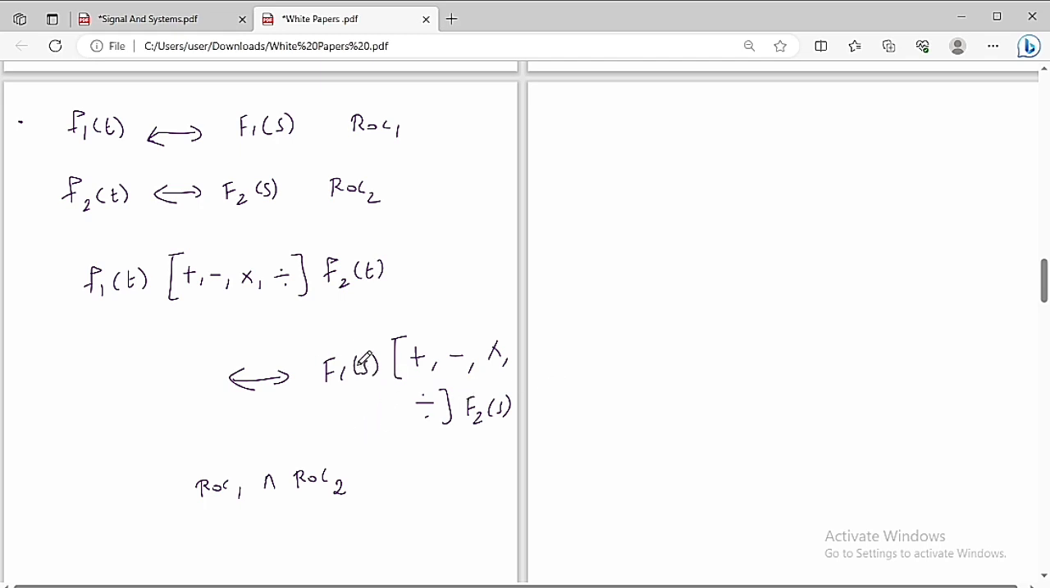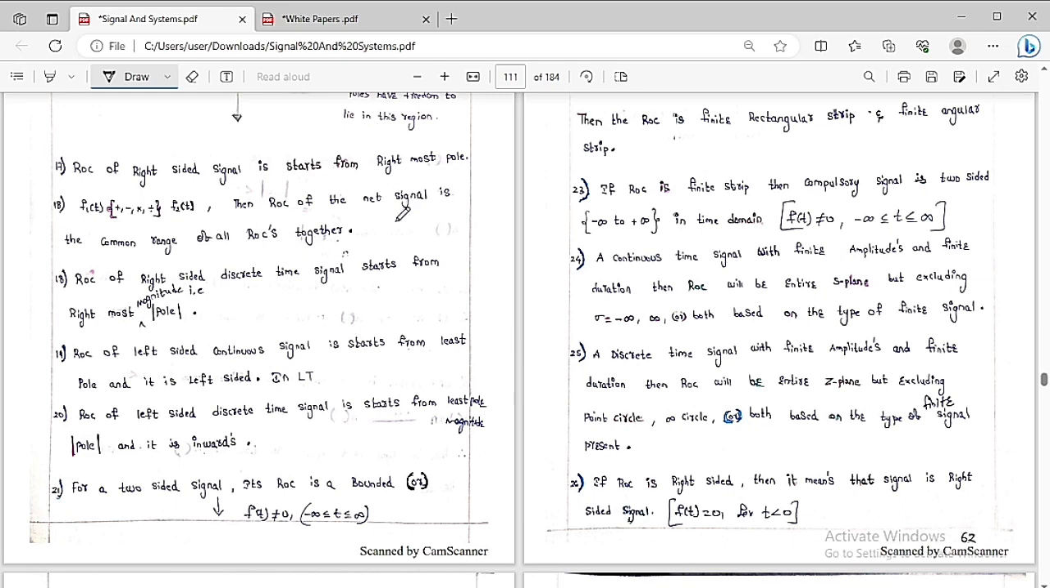Your F1 of s is defined only in ROC1 and F2 of s is defined only in ROC2. So if you want both to be defined, the ROC should be the common ROC. Then in the common ROC both are defined, and if both are defined, the overall thing is also defined. So always keep this point in your mind. Whatever operation you are doing with the two signals, addition, subtraction, multiplication or division, the net ROC of the signal is the common ROC or intersection of the ROCs of the individual signals.